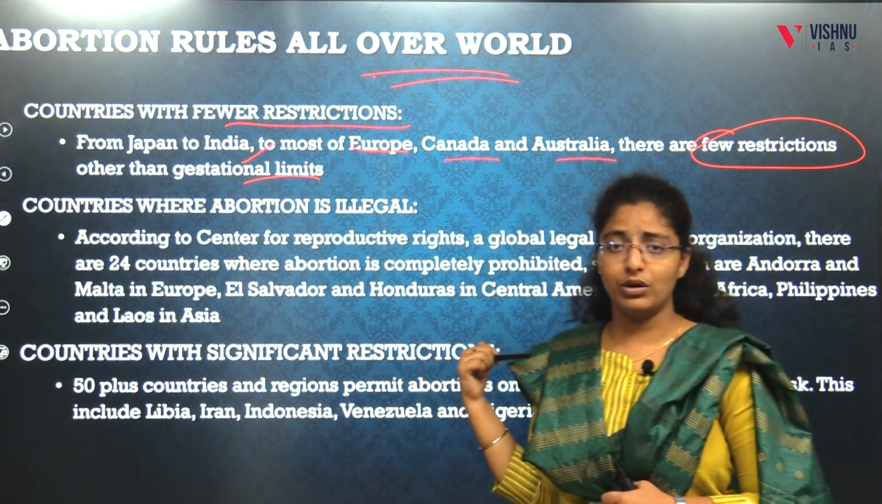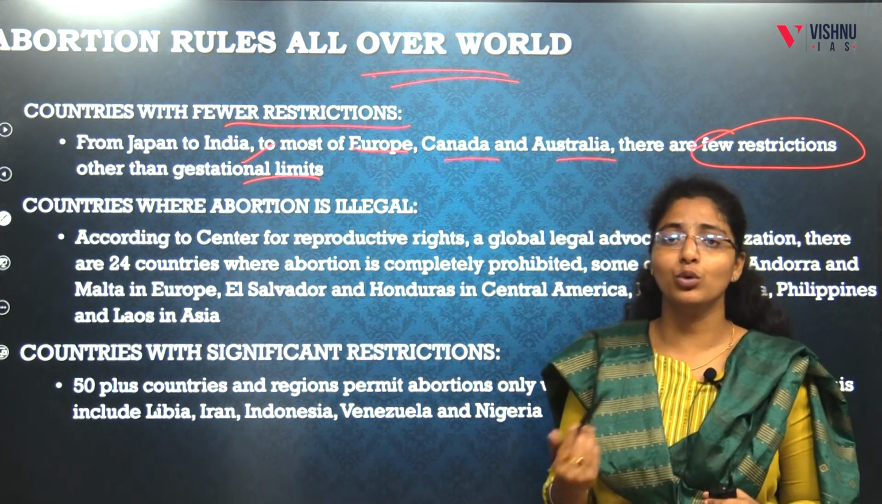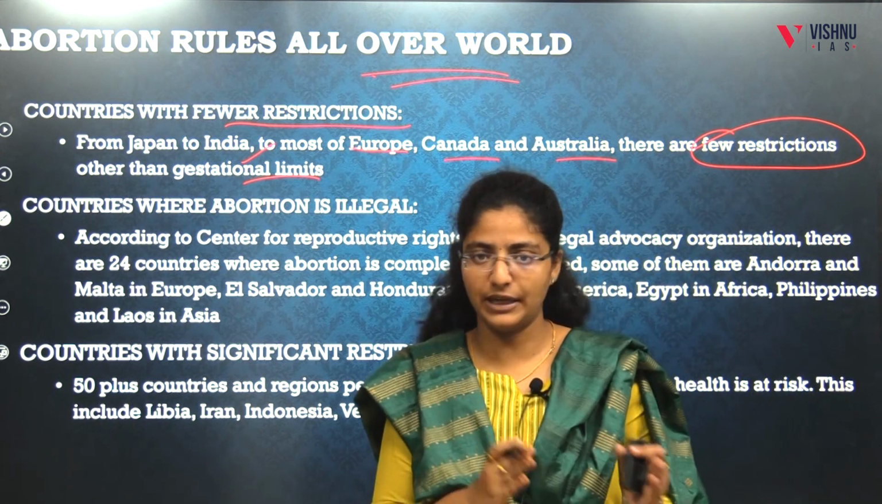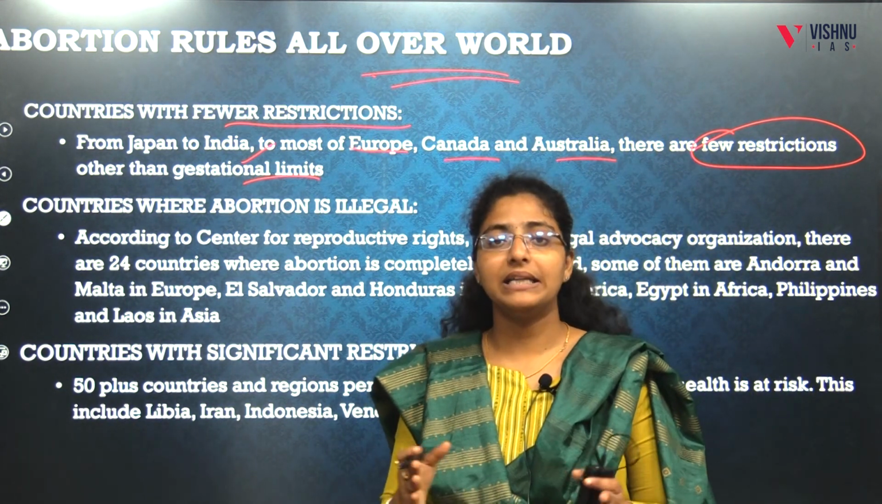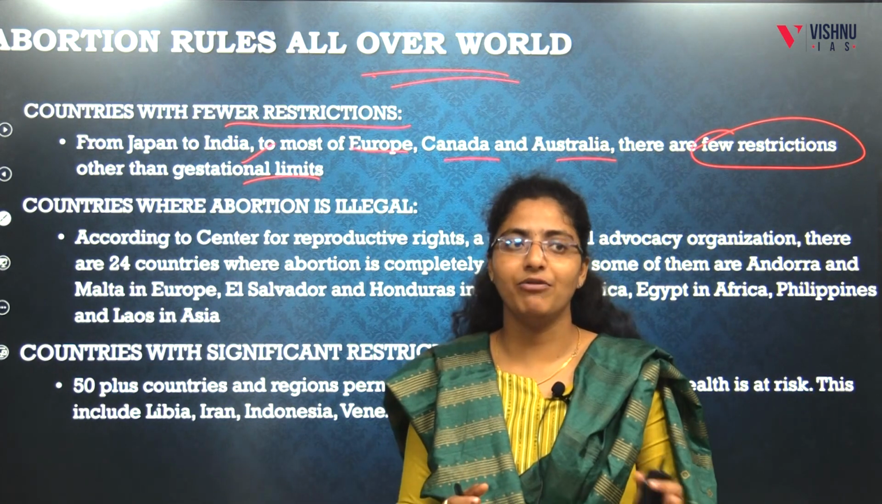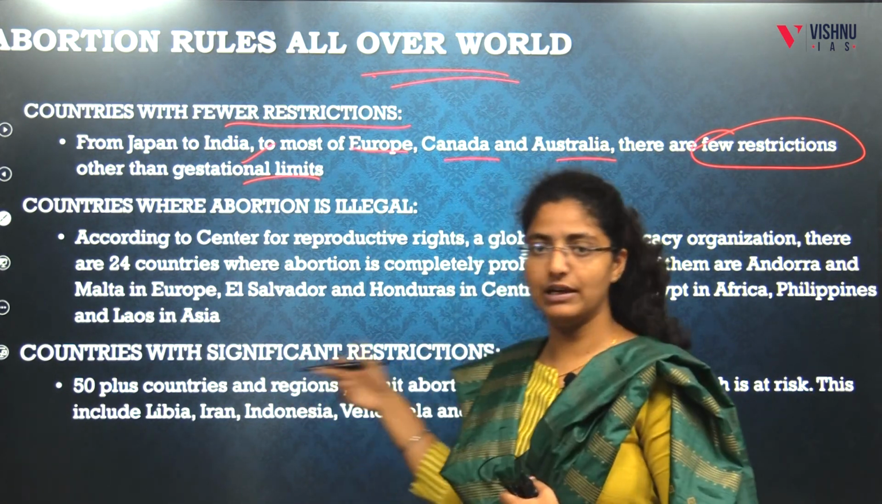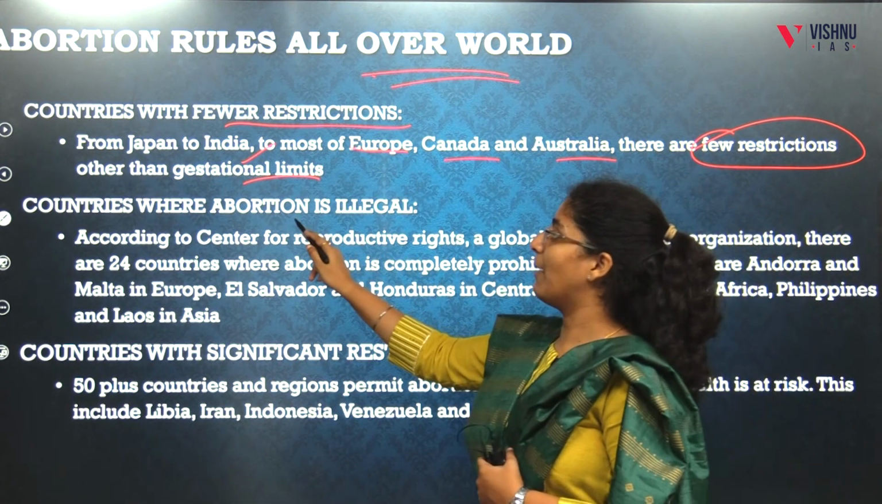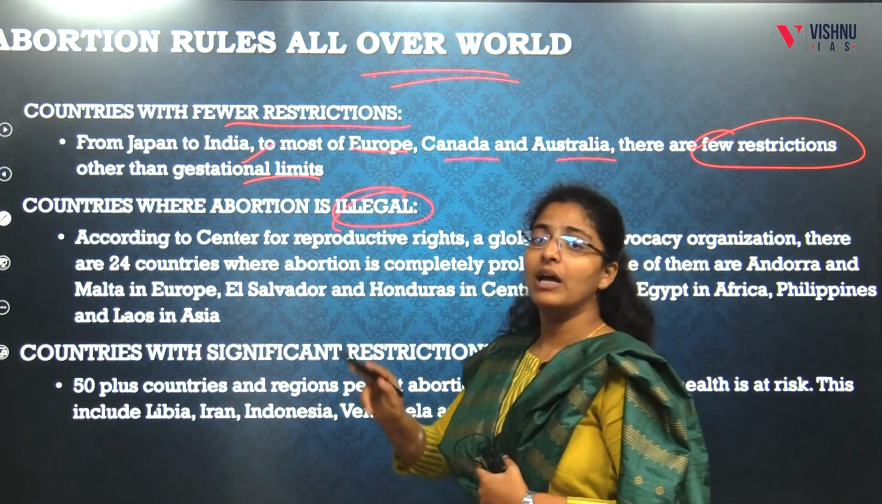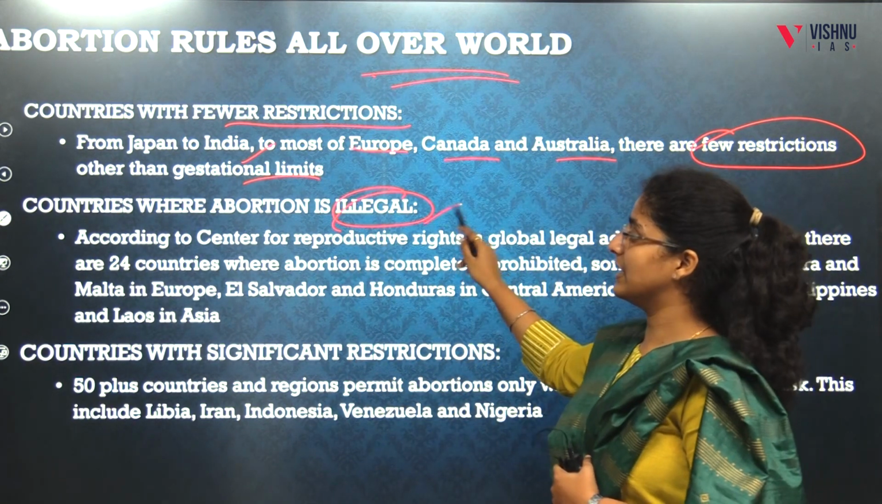In India, we will learn about the gestational limits, and there are certain parameters that you should follow, but there are gestational limits. That means before 20 weeks, 20 to 24 weeks, which we'll learn in a while. Now, countries where abortion is illegal, in whatever the situation, the abortion is illegal.